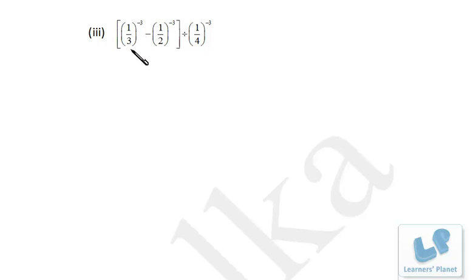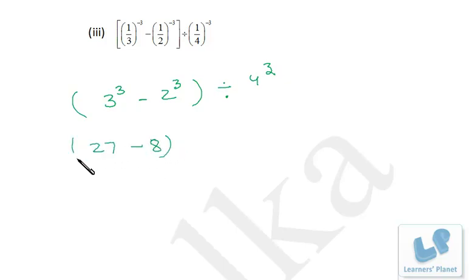Now here it's 1 upon 3 raised to minus 3. So just write the reciprocal of 1 by 3. It's 3 cube. Right, reciprocal of 1 by 2, that's 2 cube, divided by the reciprocal of 1 by 4, that's 4, and this is cube. Now 3 cube is 27. 2 cube is 8, divided by 4 cube, which is 64. So 27 minus 8 is 19. So it is 19 by 64. Okay.